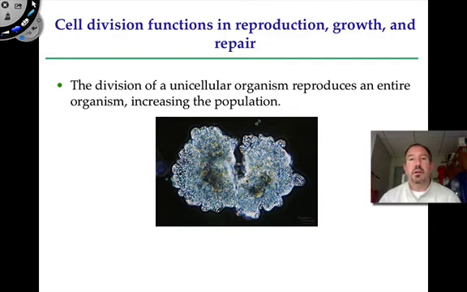Now, if you're just a single cell, like a unicellular organism, like for example a protist, or even a bacteria, a prokaryotic cell, when the cell divides, it's full-on reproduction. The cell's dividing into two. But if you're multicellular, like we are and plants are, the cells divide in order to grow. They divide in order to repair. And so that's something to take into consideration.